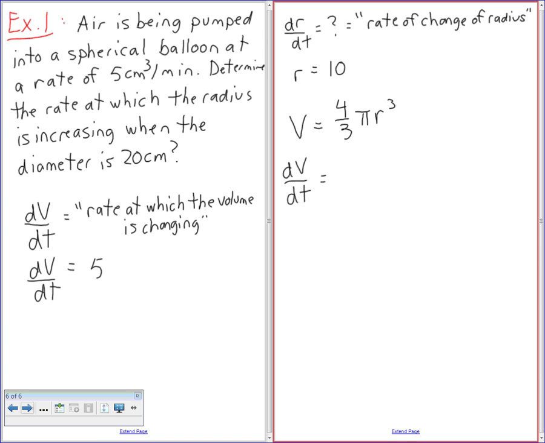Now, this is why math is magical. Can somebody tell me the derivative of 4/3 pi r cubed? 4 pi r squared. Wow. Very good. Isn't that beautiful?